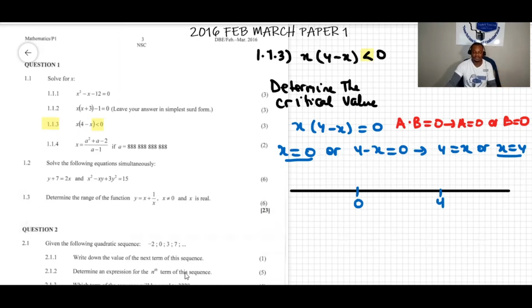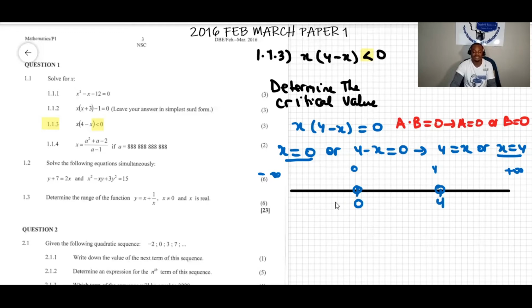Now, because it's less than, I'm just going to put open circles there. It means that the limits are not inclusive; they're not part of the interval. So we break down the number line into 3 intervals: from negative infinity to 0, then from 0 to 4, and then from 4 to positive infinity. Now we need to see where this equation is less than 0.